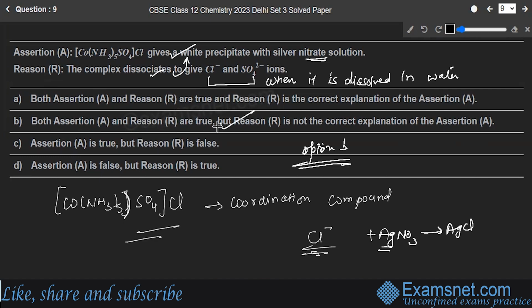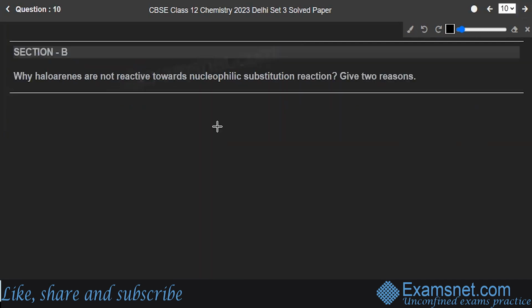Hope you understood that. So next is question number 10. It says why haloarenes are not reactive towards nucleophilic substitution reaction. You have to give two reasons for this. See, haloarenes are less reactive towards a bond between CX, that is carbon and halogen, because the carbon halogen bond is shorter.